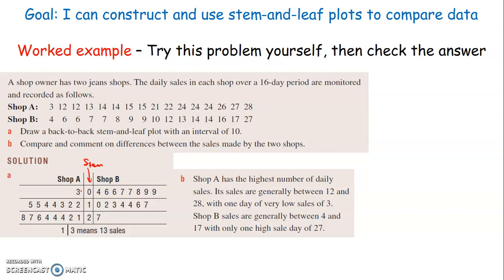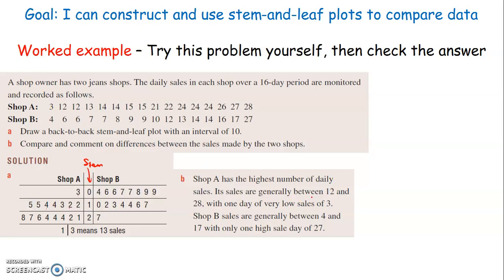Now be mindful that when you create the stem and leaf plot on the left-hand side, you have to reverse how it would look normally. So you would start on the right and then fill out to the left, instead of writing from the left to the right. And for the comparison here, the book says shop A has the highest number of daily sales. So again, we can compare the highest amount, and of course we can also compare the lowest amount. So shop A also has the lowest amount.